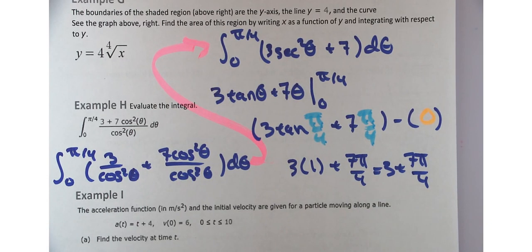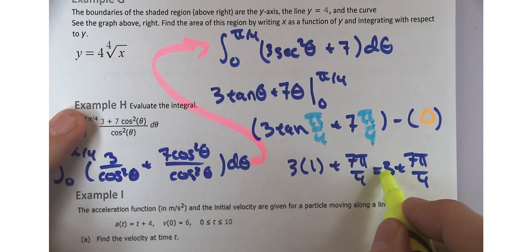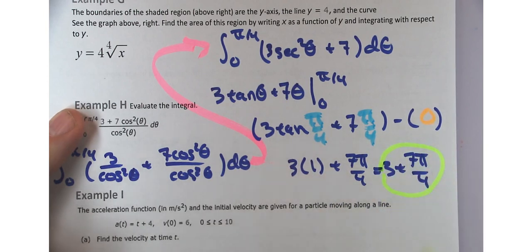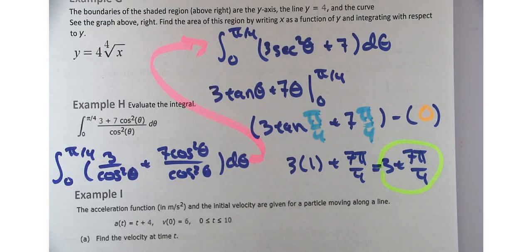Now this is what I'm going to want on your exam. I'm going to ask for exact answers. But you still could check it. It's just that fnInt is not going to give you an exact value like this. It's just going to give you the decimal value.